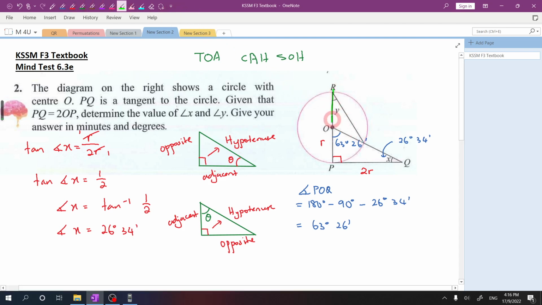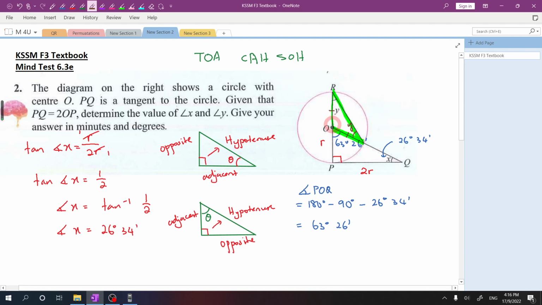Look at this triangle. We know that this triangle is actually an isosceles triangle. How do we know? Because this is the radius of the circle. This is also the radius of the circle. Definitely these two sides will be the same length, right? So this is an isosceles triangle. If this is y, then we know here will be y also.